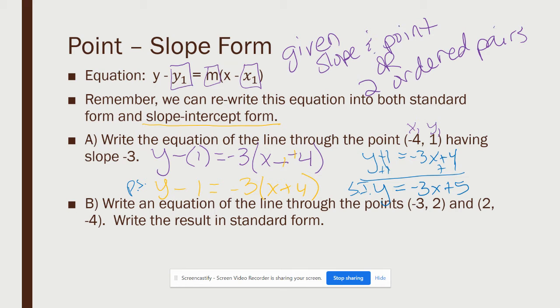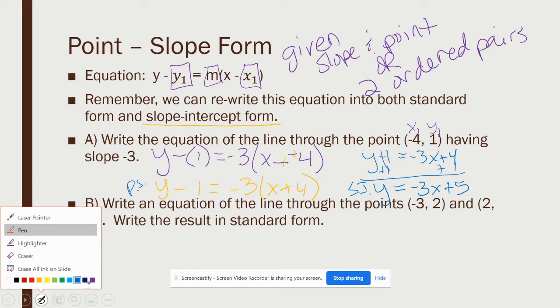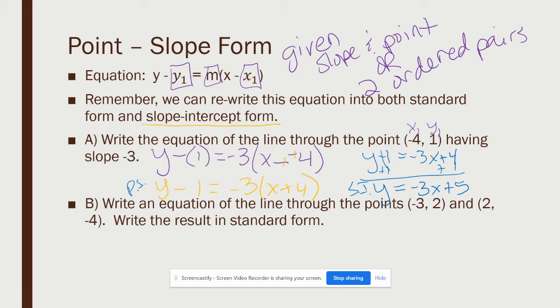And then standard form, the x and the y are on the same side. So for standard form, we would add the 3x over with the y, and that would be 3x plus y is equal to 5. So we have point-slope form in the yellow, slope-intercept form in the blue, and standard form in the green.